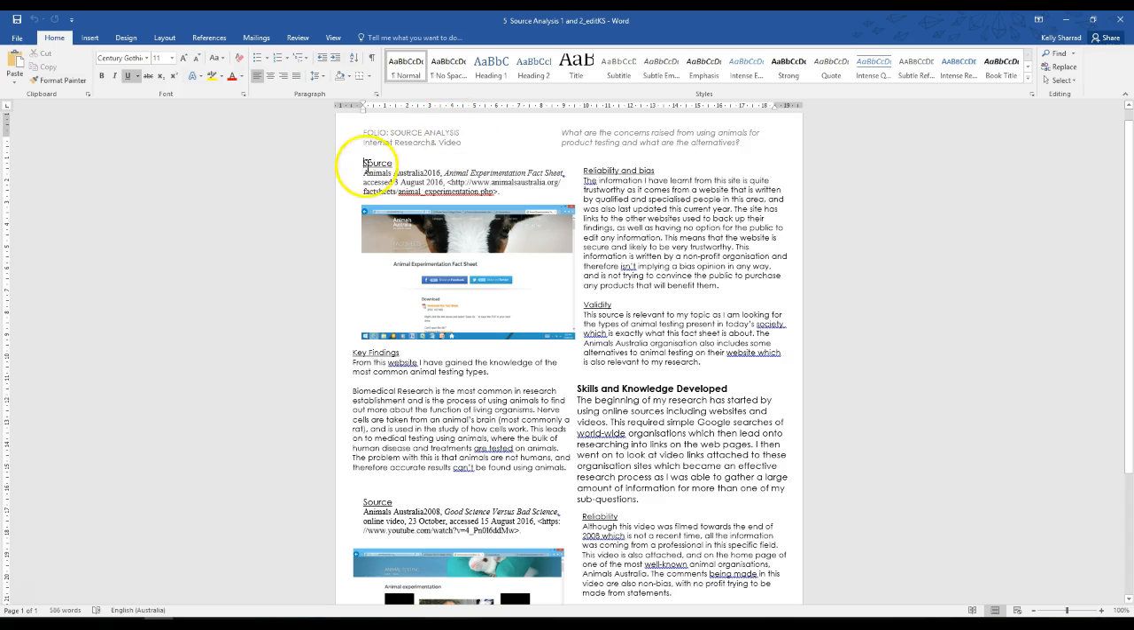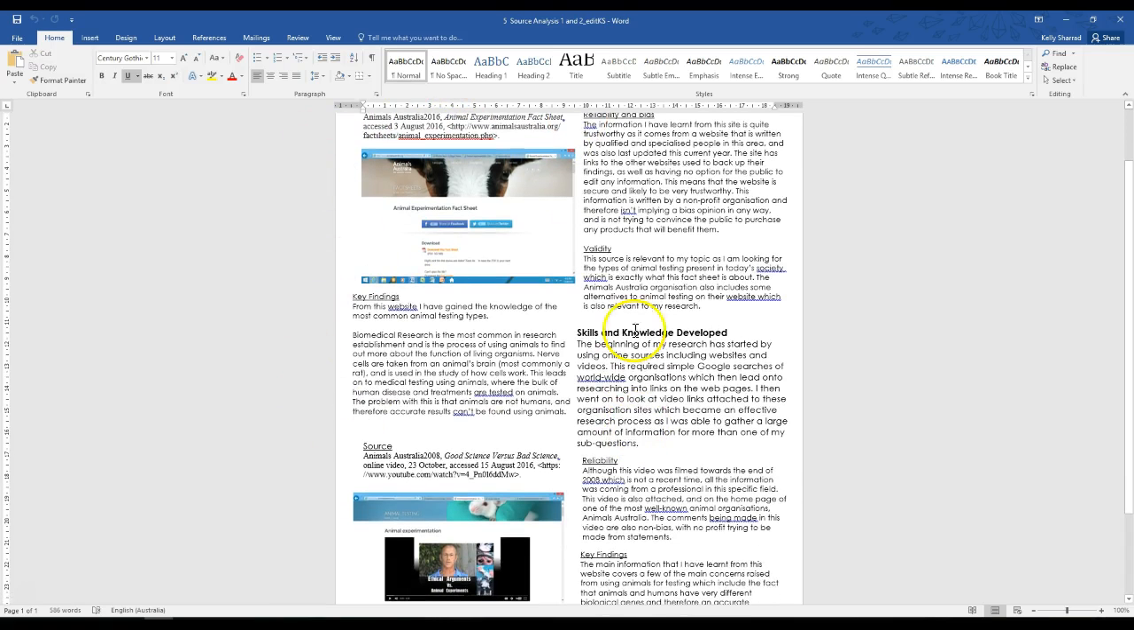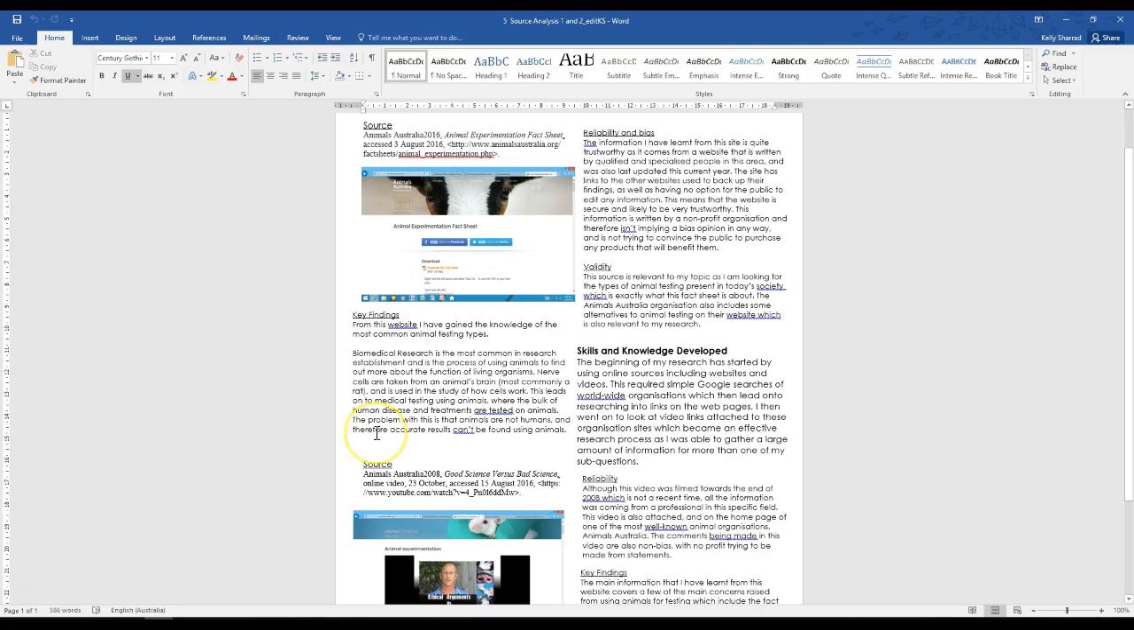So firstly, you need to include the source of information, and then you need to include the key findings. So this is a summary of the information that you grabbed from this website that is related to your question. Okay, and you can grab this information quite quickly and put it into your outcome later on. So this should be in your own words, and it should just be a summary.